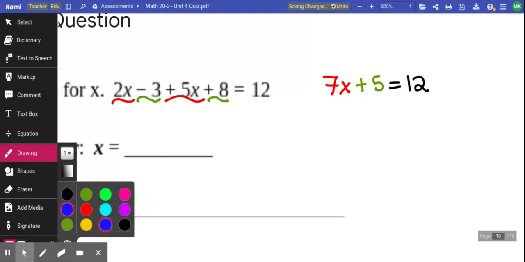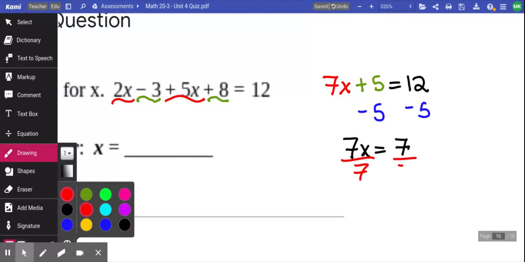To solve, I'm going to do opposite operations. So I'm going to subtract 5 from both sides. That gives me 7x equals 7. And then divide both sides by 7 to get x equals 1.